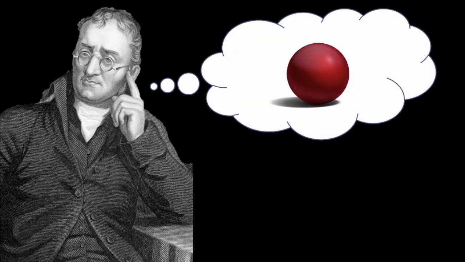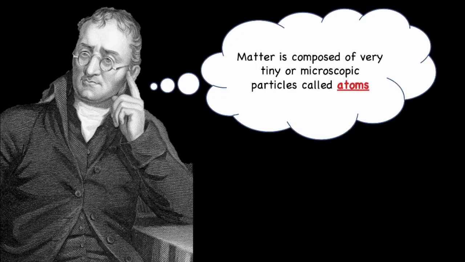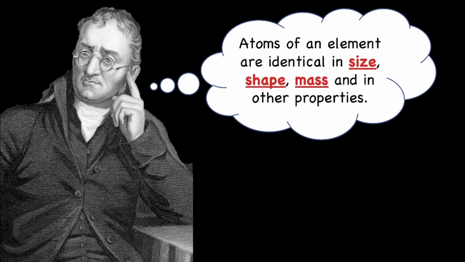Dalton puts forth several postulates. Though some of them will turn out to be correct, future scientists will debunk others, but such is the nature of science. Here are some of the ideas that Dalton has. Matter is composed of very tiny or microscopic particles called atoms. Well, this one's correct. Atoms of an element are identical in size, shape, mass, and in other properties. Well, Mr. Dalton, this is not exactly correct.